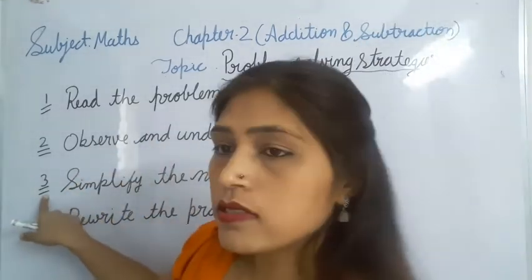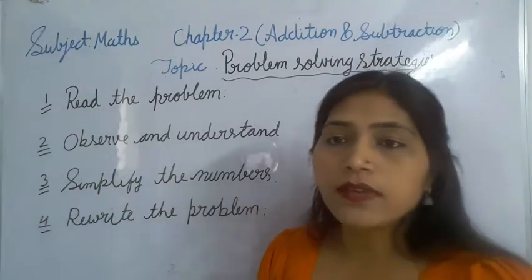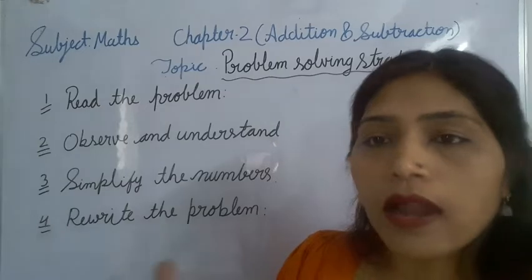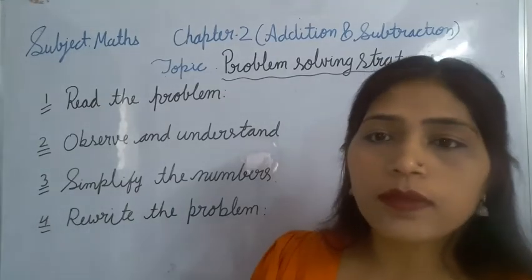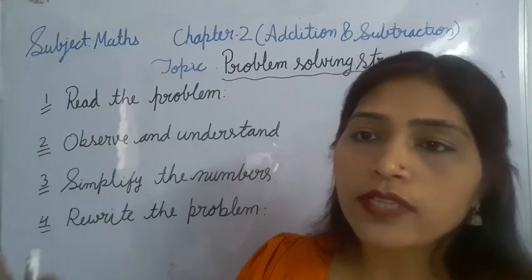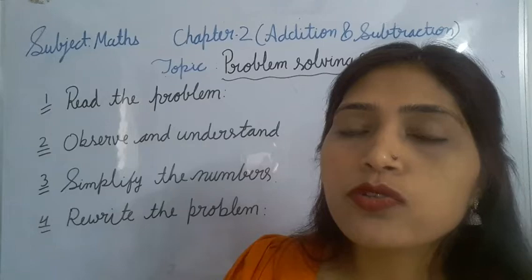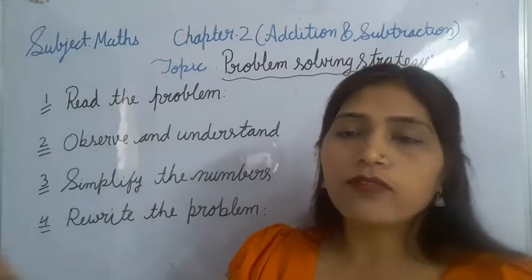And what is the third step? Simplify the numbers. If they have given us larger numbers, simplify those numbers. If they are saying 2,40,000, just round off and take this 2 only. Don't take 2,40,000.